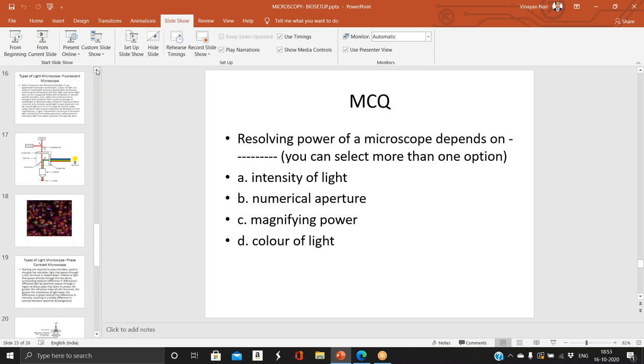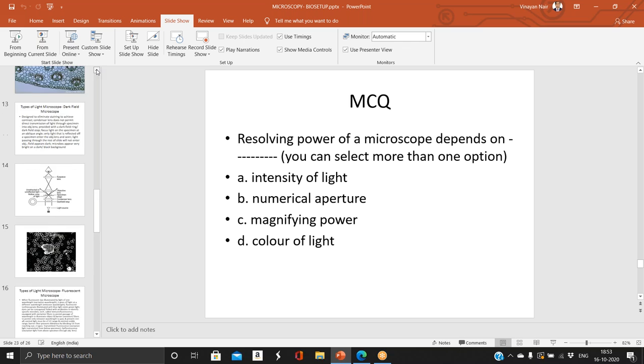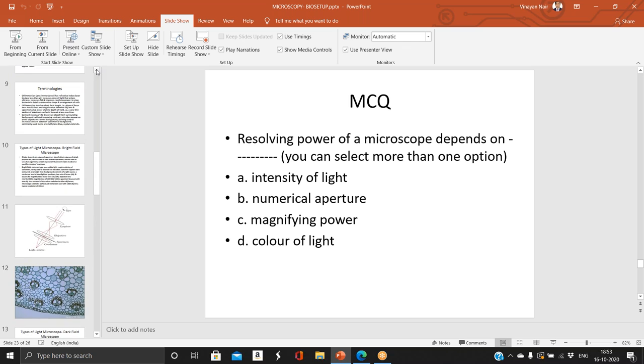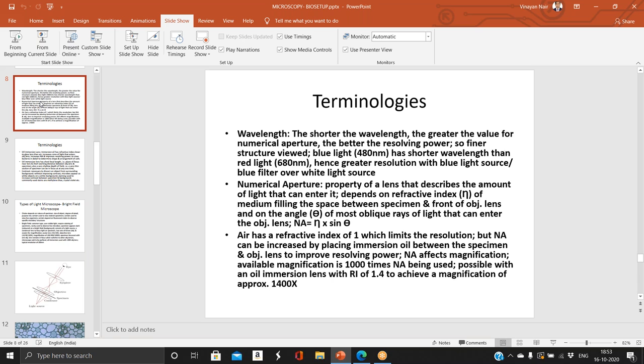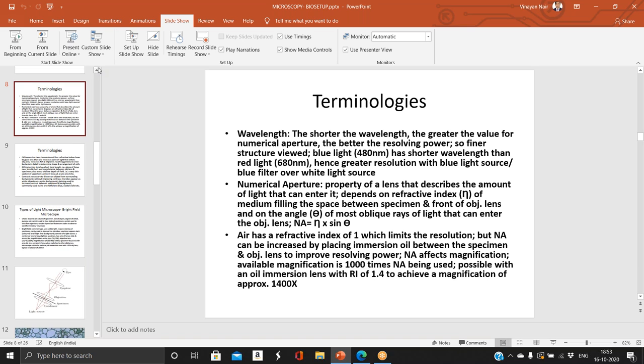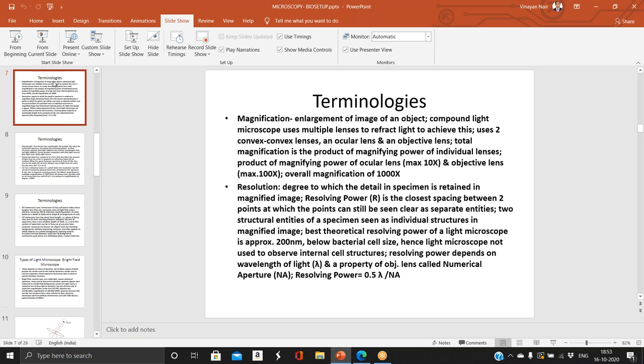Resolving power of a microscope depends upon dash. Straight question. Yes. Next slide. Hope you can see this. Yeah, Prema Kumari, you got the answer now, B. Before you selected A, B, D. Now you selected B. Why is it so?